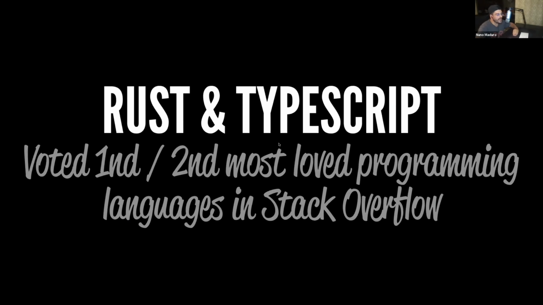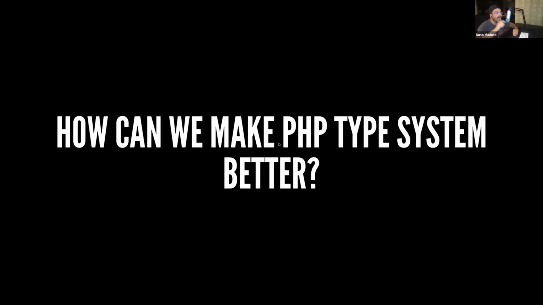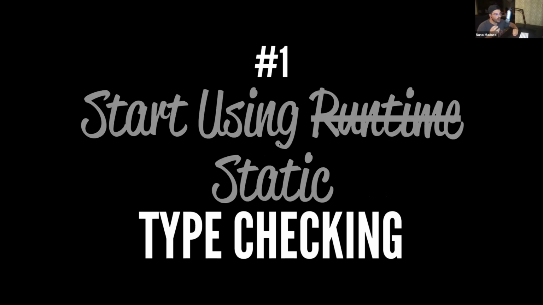Now, how can we make PHP's type system a little bit better? Well, it's super simple. We port some of those things we see in Rust and TypeScript and we move them to PHP.